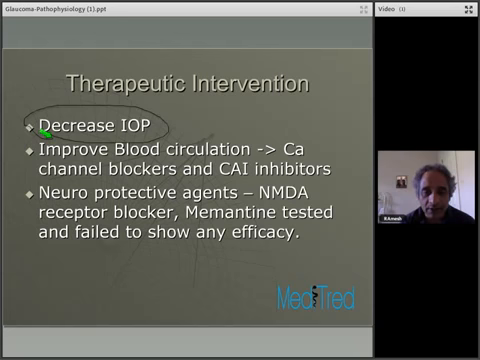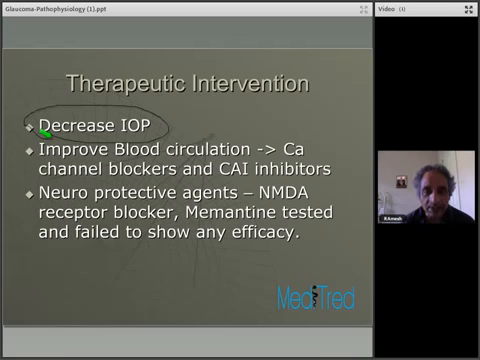NMDA receptor blockers, memantine has been tested and failed to show any efficacy. There were too many glitches in that study that Allergan put together almost 10 years ago. And the endpoint, which is improvement in the Humphrey visual field testing in glaucoma patients while on memantine, they could never achieve, never show that endpoint, and so the study was discontinued after spending millions of dollars on it.